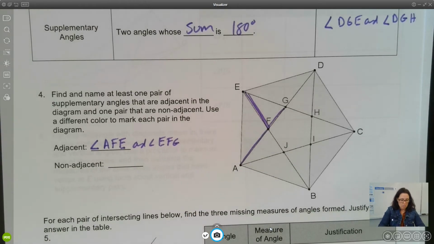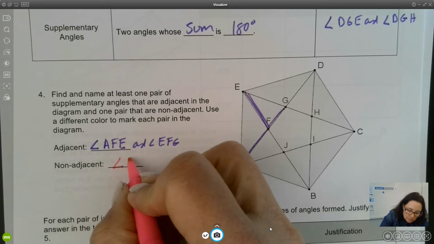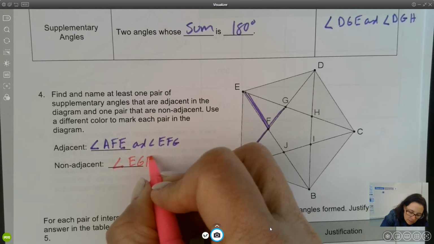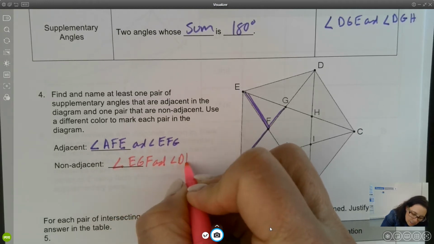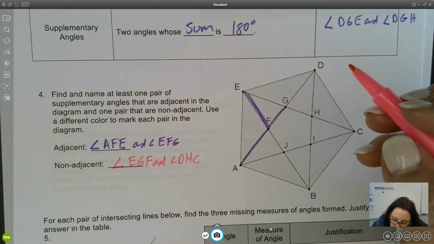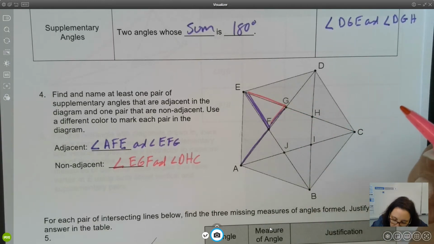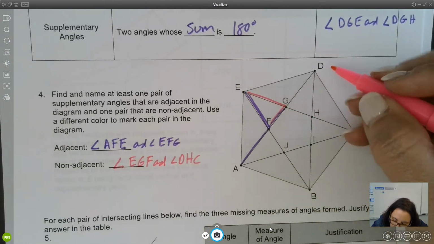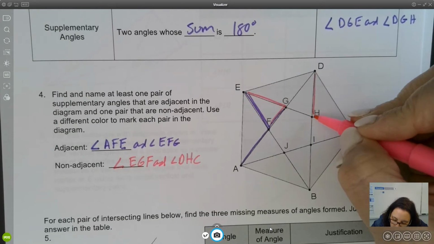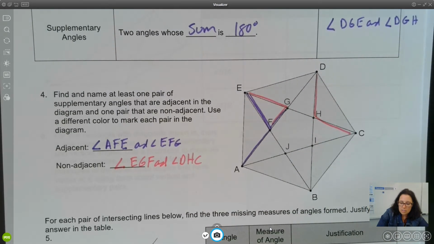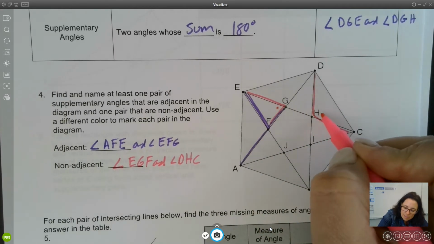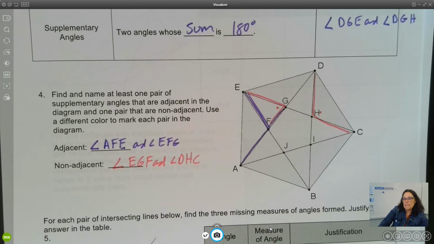Okay, now let me change colors and do, how about this one? Angle EGF and angle DHC. Okay, this angle and this angle add to 180, but they are not adjacent. They are not next to each other. Okay.